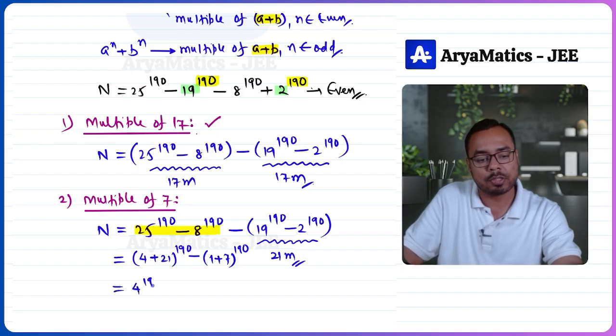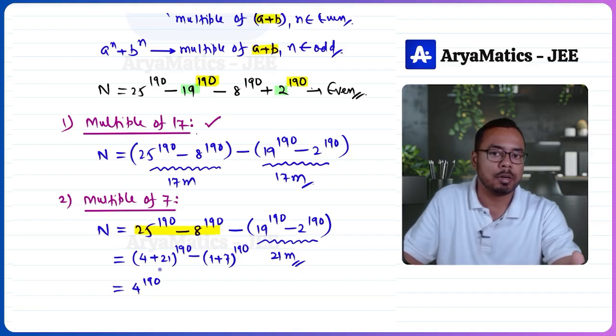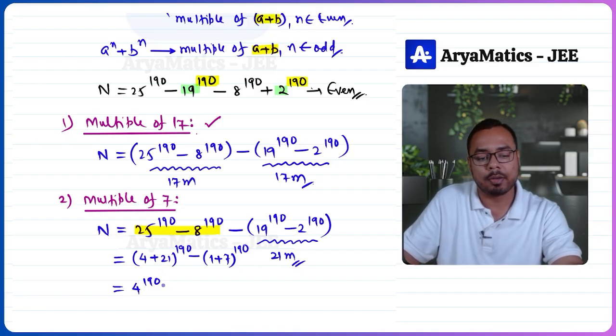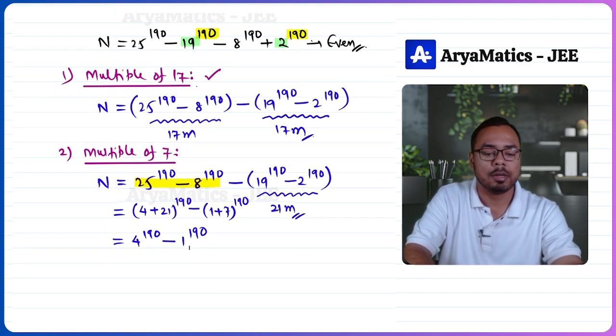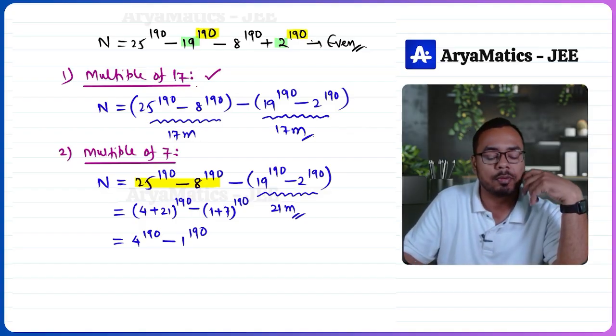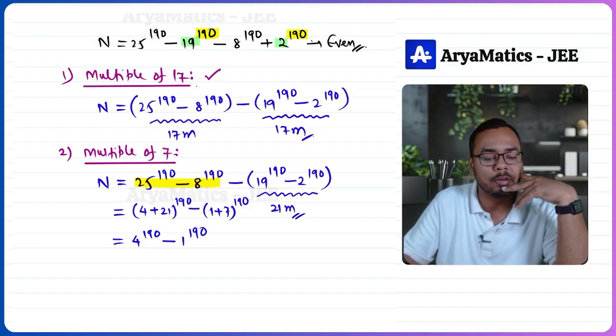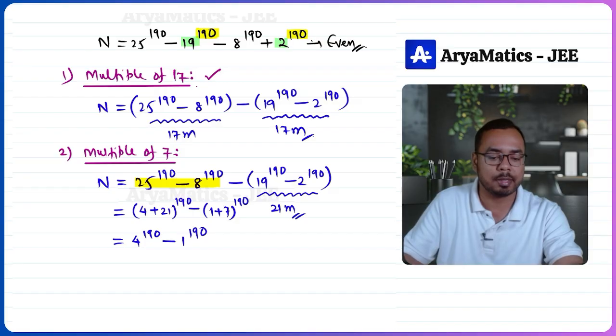So it becomes 4 raised to 190. All the remaining numbers will be multiples of 7, so you can again neglect those, and then minus 1 raised to 190, right? This we can write in this form. And now we have to see which power of 2, which exponent of 2, is a multiple of 7 plus 1 or minus 1.